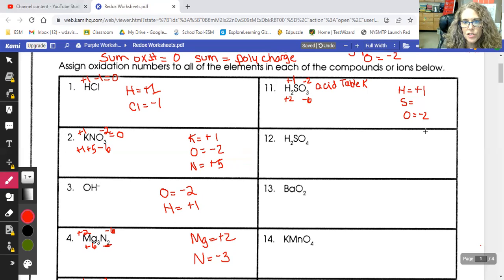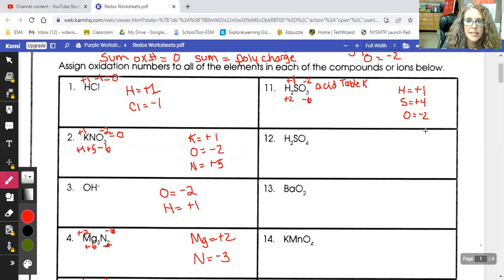So my hydrogen and sulfur have to cancel out that -6 from the oxygen. I already have a +2, so the missing amount of charge is going to be a +4 for that sulfur, because I have a +4 plus a +1 and a +1, and then that balances out that -6.